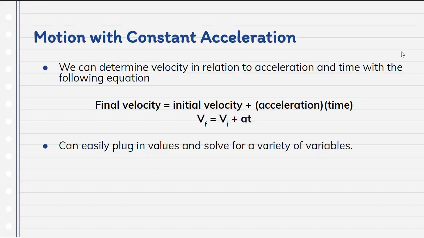So now we are going to be looking at equations of motion, and it's absolutely critical that you look at what information is given to you in the problem, because that is going to be helpful in determining which equation of motion you are going to use to solve for whatever you are looking for. We've already looked at one equation of motion in the last unit when we talked about velocity. Now we're going to figure out that we can determine velocity in relation to acceleration and time with the following equation, where the final velocity equals the initial velocity plus acceleration times time. And again, you can easily plug in values and solve for a variety of variables with this.